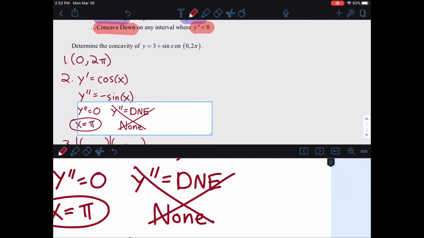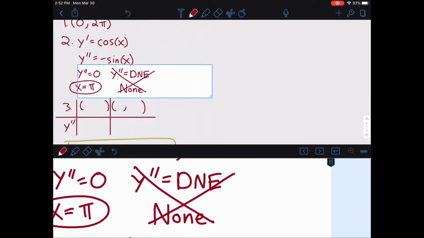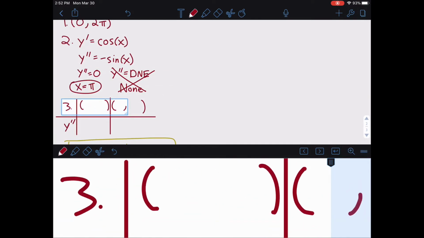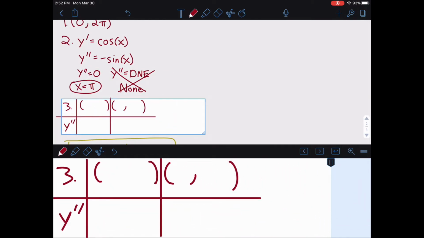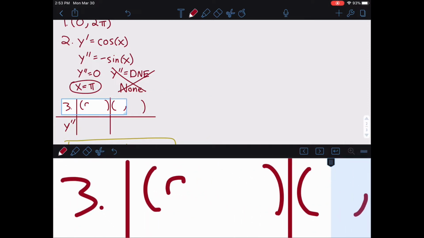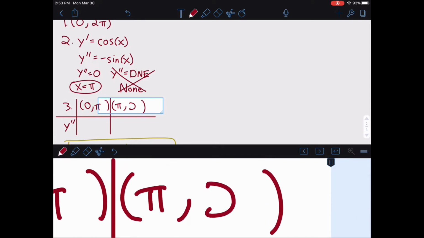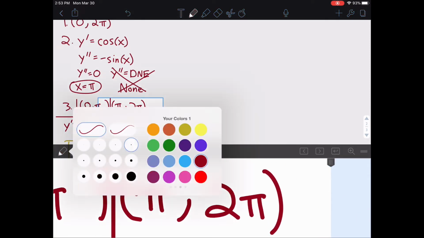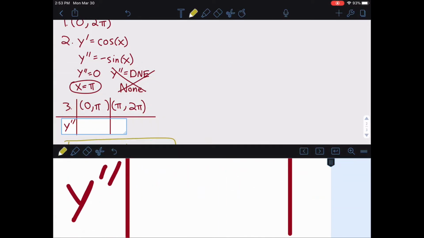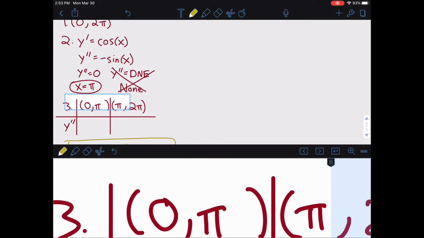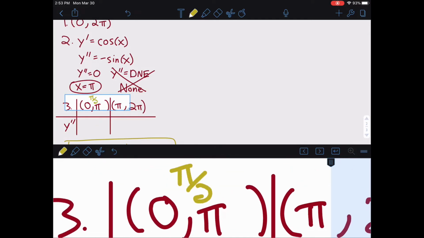Okay, so step 3, right? This is where we make our table and do the first derivative test normally. We're going to do the same idea here, but we're going to plug everything into y double prime. So take x equals pi, split up our domain into two pieces, 0 to pi, and then we get pi to 2 pi. And now pick a number from each of those intervals and plug it back into y double prime. So from 0 to pi, I'll pick pi over 2.